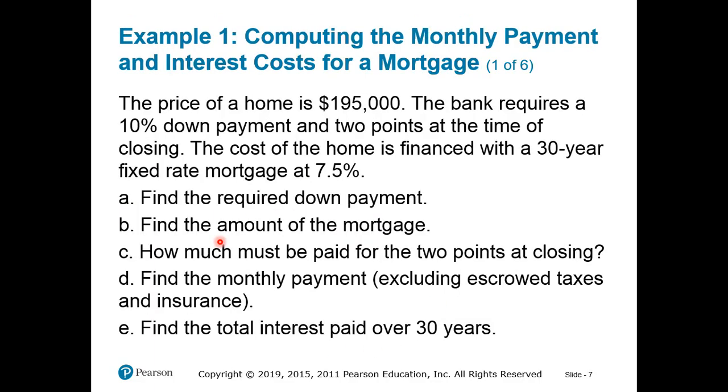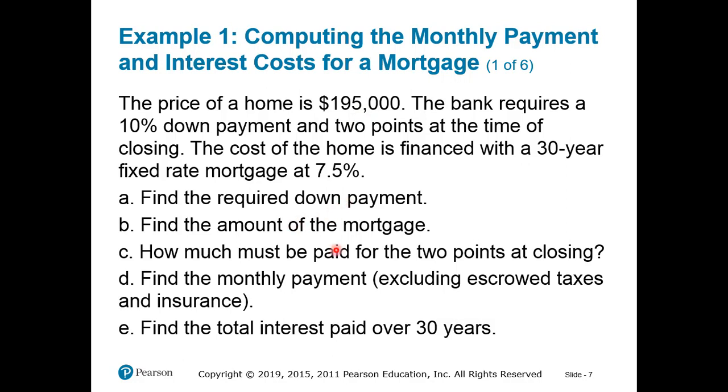So now, the price of a home, let's say, is $195,000. The bank requires 10% down on the house and 2 points at the time of closing. The cost of the home is financed for 30 years, and it's a fixed rate mortgage at 7.5%. So we want to find the required down payment. Well, it's just 10% of this, which is $19,500. So that's the down payment. Find the amount of the mortgage. Well, that's going to be $195,000 minus the $19,500.